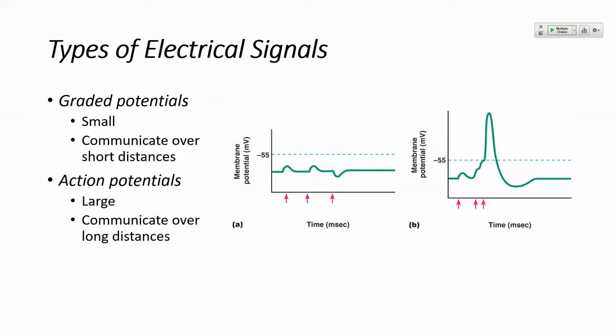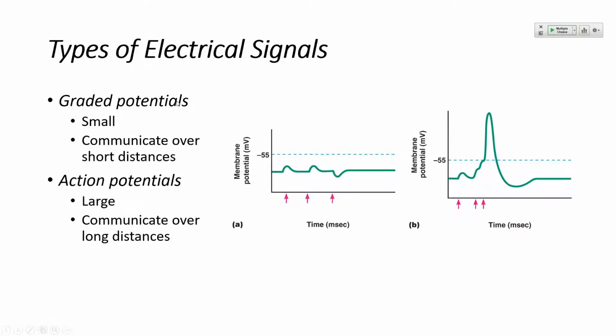Okay, so there are different types of electrical signals. We've got graded potentials, we've got action potentials. And these are basically different amounts of the same type of event, right? Graded potentials are going to be small, sort of inconsequential, trivial changes of the membrane potential. These communicate over short distances of time. So they're not as meaningful, they're not as sustainable as action potentials, but they are changes in the membrane potential.